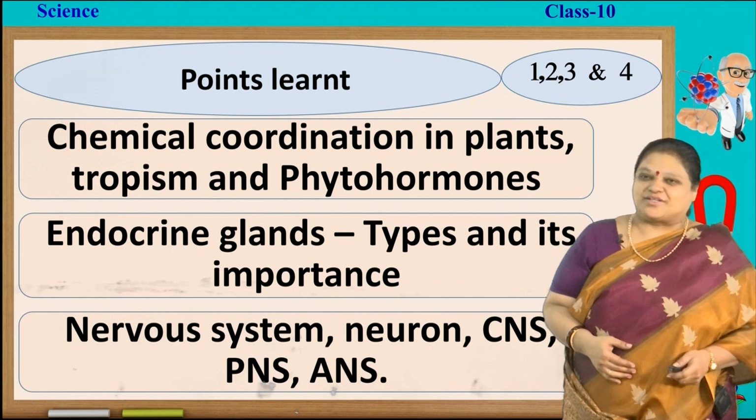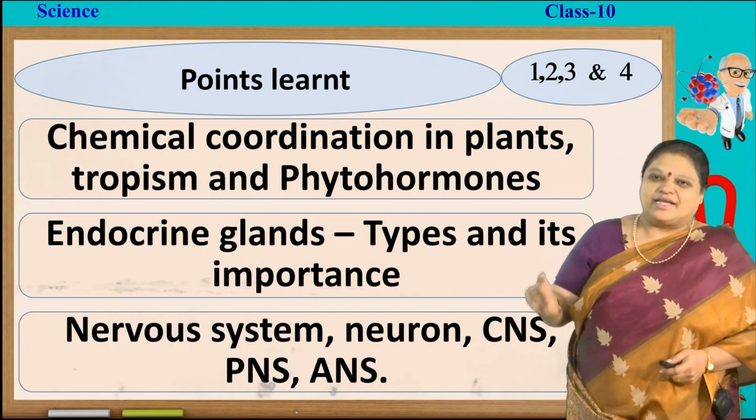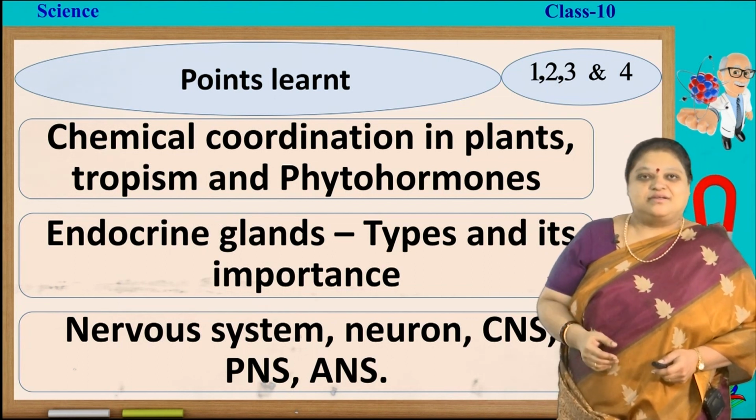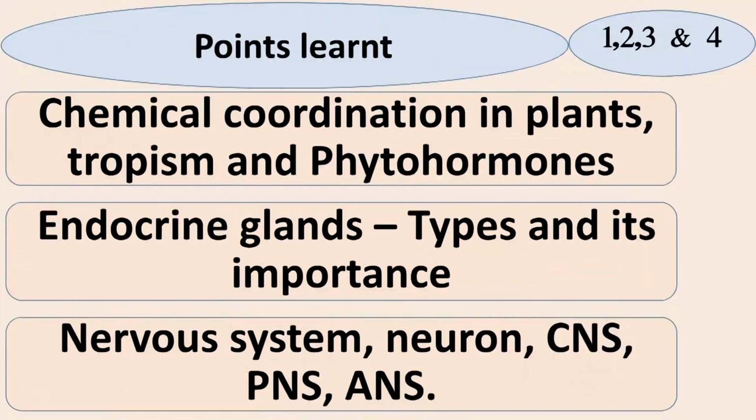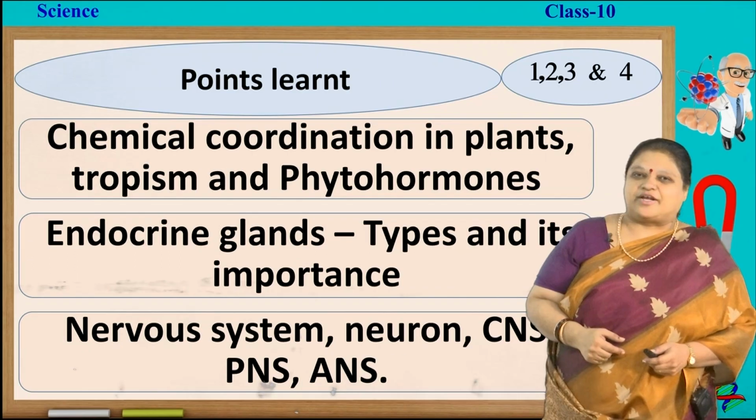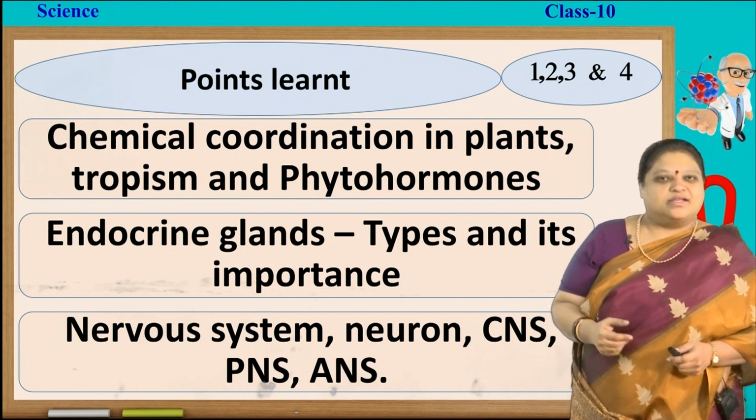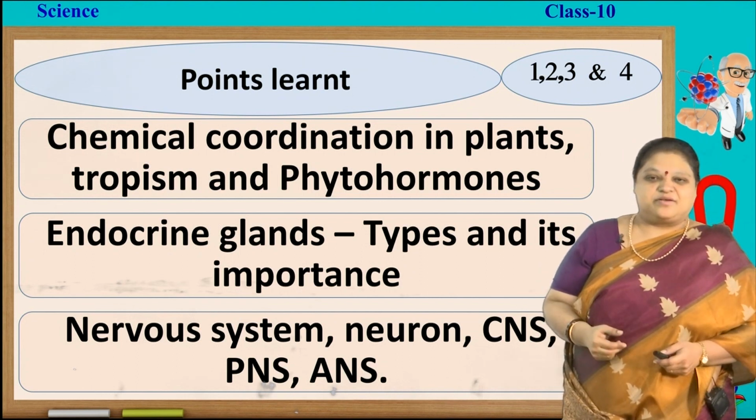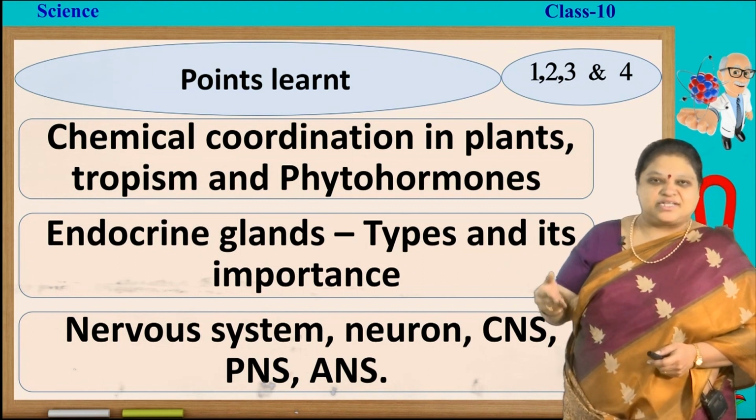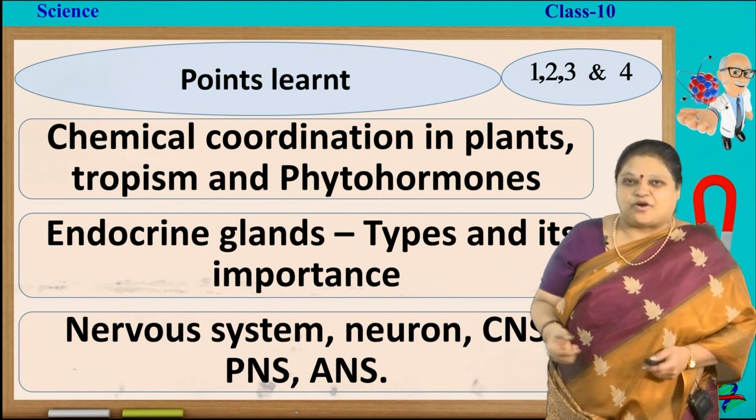So, till now, what all we learnt, let us know about it. Chemical coordination in plants, tropism and phytohormones. Next we studied about endocrine glands, its different types and its importance. Finally, we studied about the nervous system, neurons, CNS, PNS, ANS. We have studied all those.